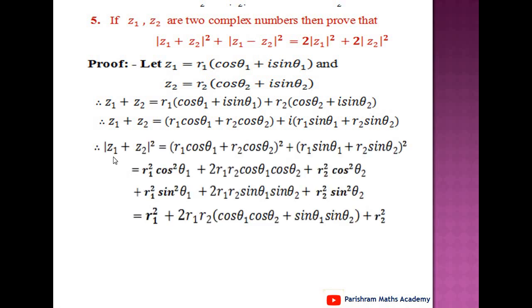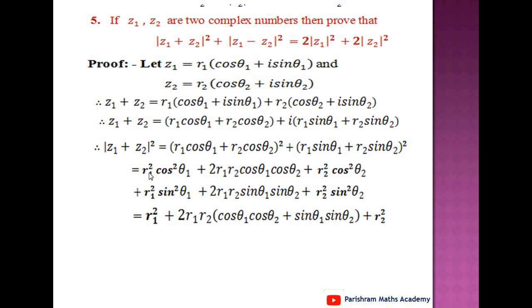And therefore, mod of z1 plus z2 square equals the square of the real part plus the square of the imaginary part, that is r1 cos theta 1 plus r2 cos of theta 2 bracket square plus r1 sin theta 1 plus r2 sin theta 2 bracket square. Taking the bracket square expansion, we get r1 square cos square theta 1 plus 2 times r1 r2 cos theta 1 cos theta 2 plus the square of the second term, r2 square cos square theta 2. Similarly, we can take the bracket square expansion of this second bracket term.